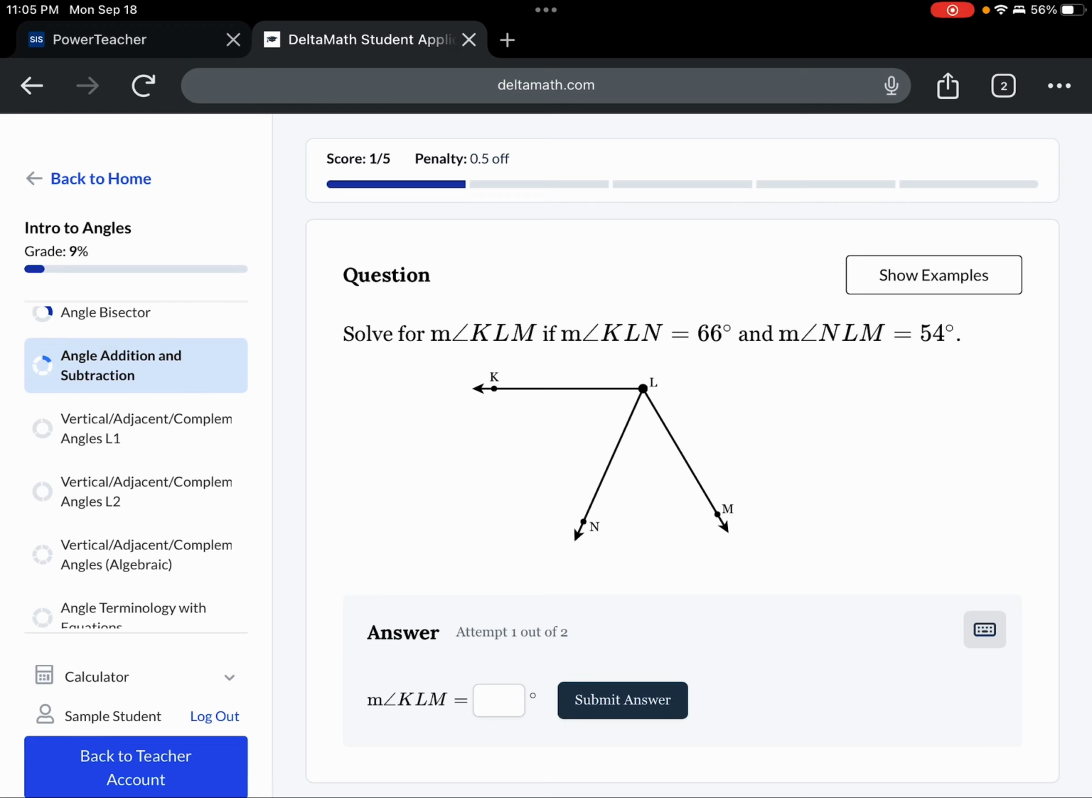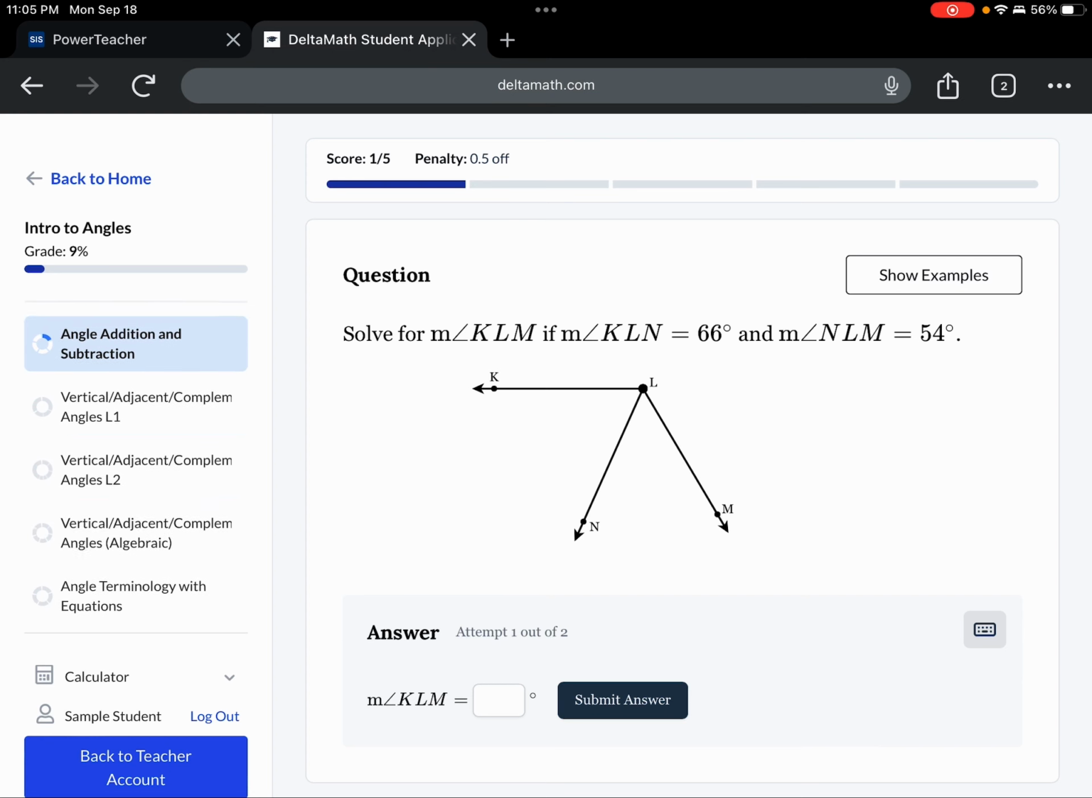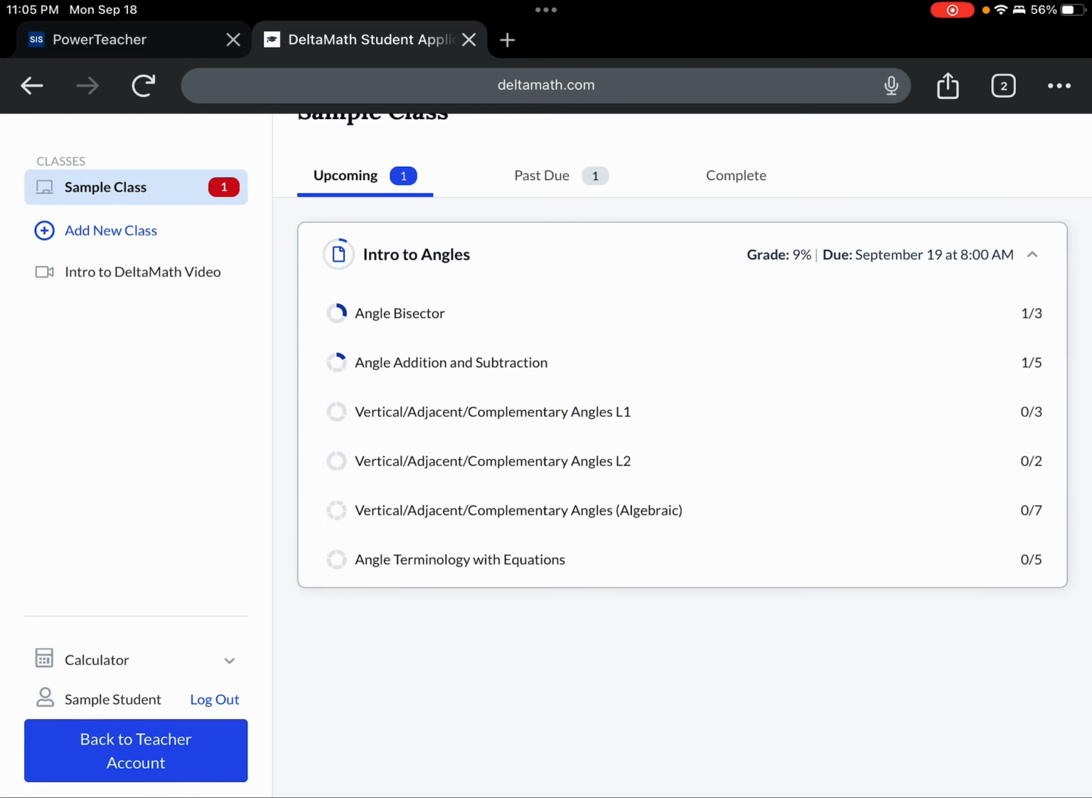So again, keep that in mind, trace things out. I will encourage you, I think I said it in the Google Classroom post itself, have a piece of paper handy or a blank place to write on your iPads just so that you can follow along with this very easily. You'll see the next 3 sections here. I'll go back to home so you can see it from the main screen. Vertical adjacent complementary angles, L1, L2, and algebraic.